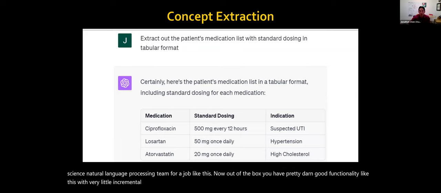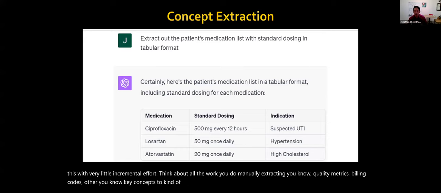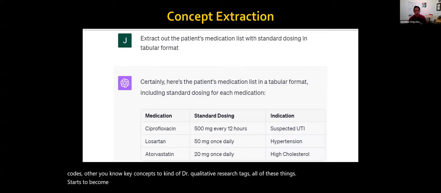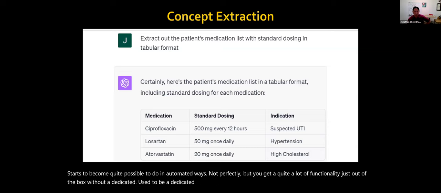Think about all the work you do manually extracting quality metrics, billing codes, other key concepts to drive qualitative research tags. All of these things start to become quite possible to do in automated ways. Not perfectly, but you get quite a lot of functionality just out of the box, without what used to be a dedicated data science effort.